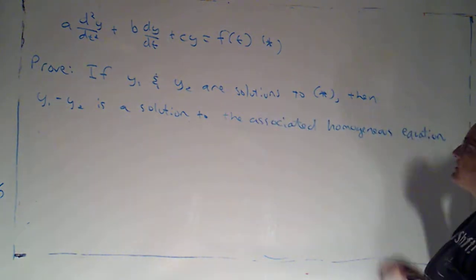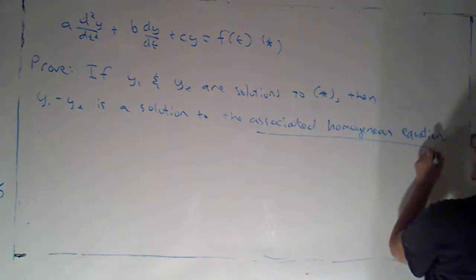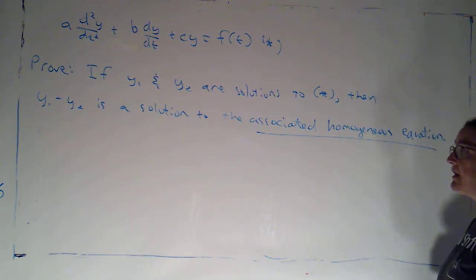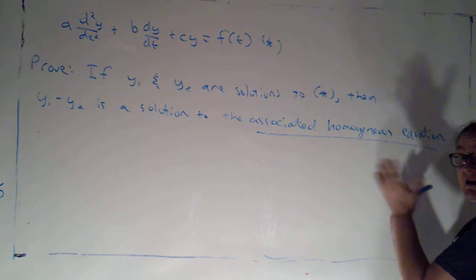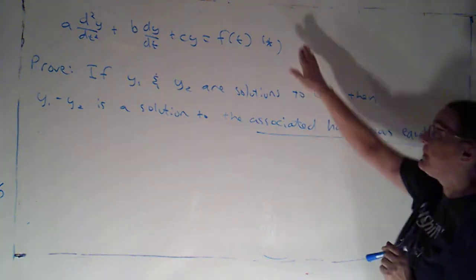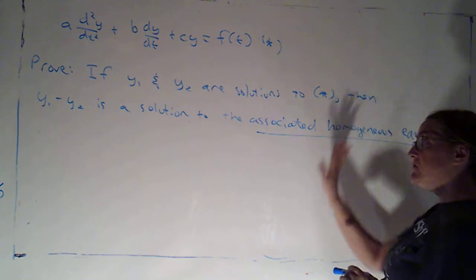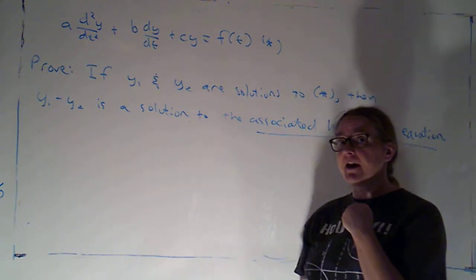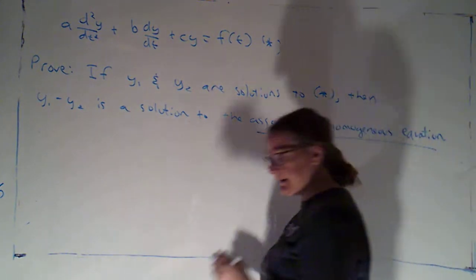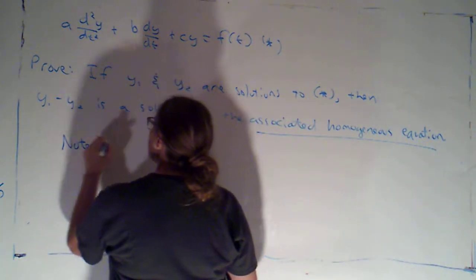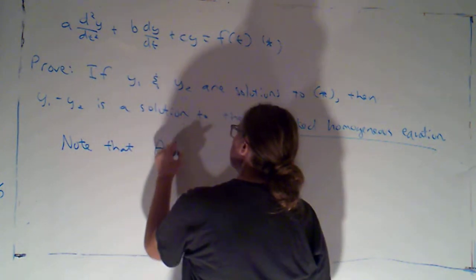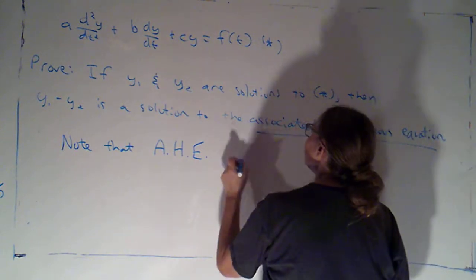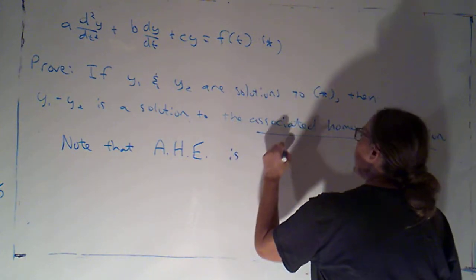the difference between them is a solution to the associated homogeneous equation. Now, I want to just point out that while I refer to this by name here, it's not written on the board anywhere, so it's not given. This equation is given, the associated homogeneous isn't. That means it's part of my job as the proof writer to explicitly state what it is, and I think I'll start with that.